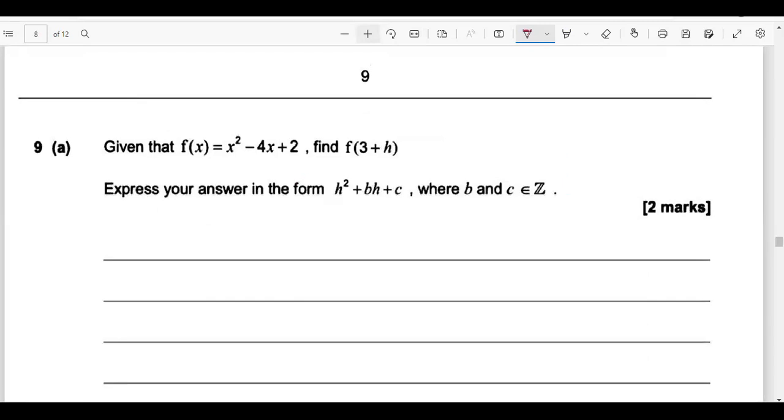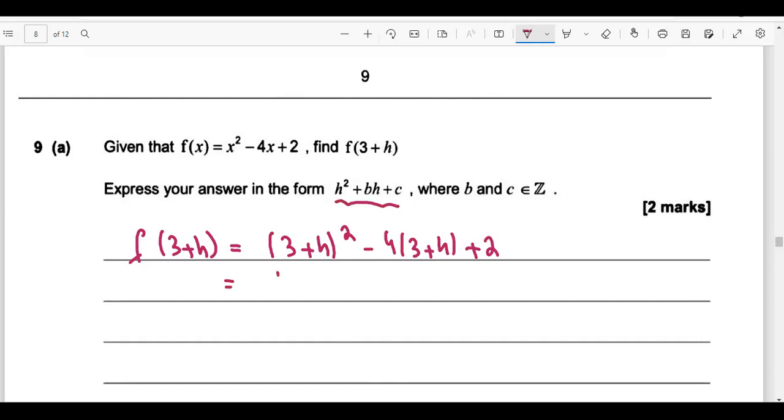Okay, now it's an interesting question. It says, given that f of x is x squared minus 4x plus 2, find the value of f of 3 plus h. Express your answer in this form where b and c are integers. Okay. f of x is given. So f of 3 plus h would be the same thing, but instead of x, I'll be writing down 3 plus h. So (3 plus h) squared minus 4 into (3 plus h) plus 2, and I'll expand this because I need to make it look like this one.